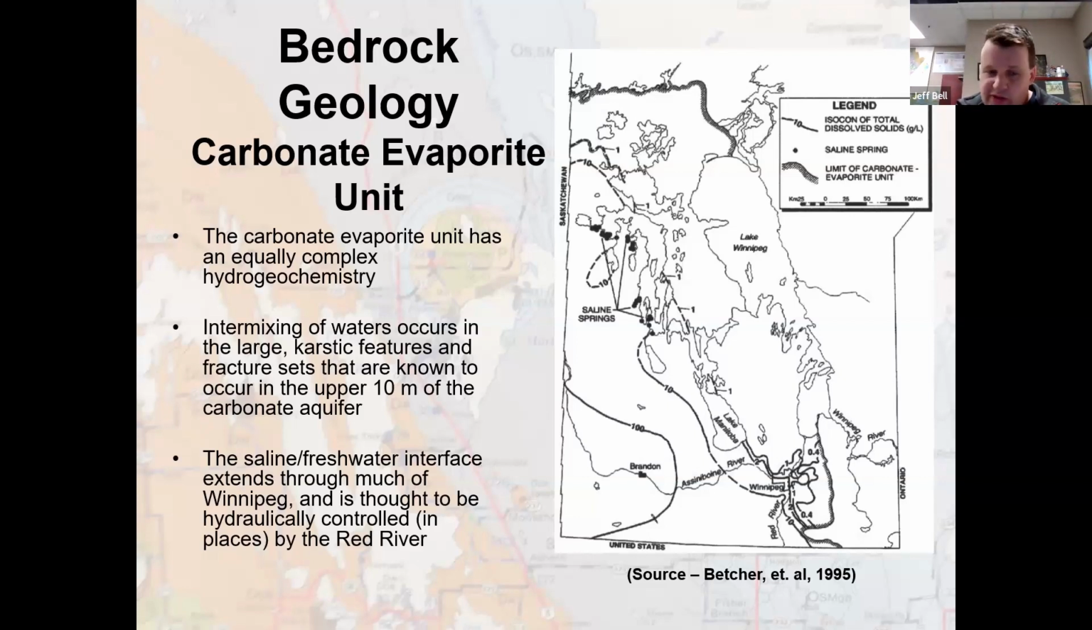Within Winnipeg, regarding the saline freshwater boundaries, it's always been my feeling that the rivers tend to create a little bit of hydraulic control for that, because west of the Red and south of the Assiniboine up to a point in St. James, the aquifer is quite saline in those areas.